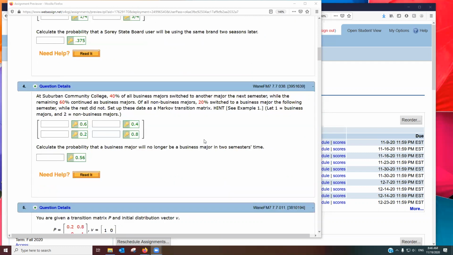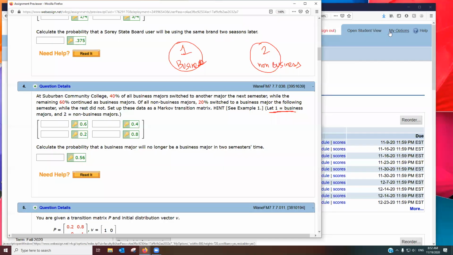But if we do number 4, this is a little different. So again, the first thing I'm going to do on this problem is make up a transition diagram. All right, and here's their instructions. It says, let state 1 be a business major, and let state 2 be a non-business major. Okay, so let me do that here. Now let's take the wording of this problem and come up with the diagram.